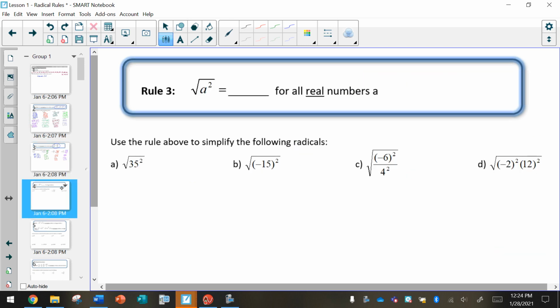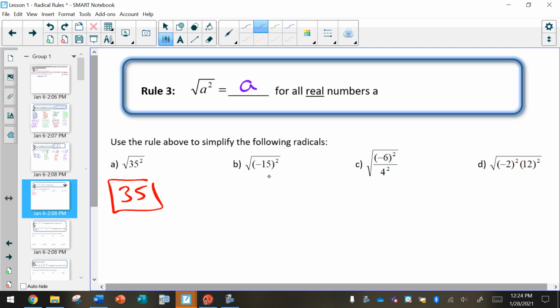Okay, so what happens if we put exponents underneath the square root? Well, if I take the square root of a squared, I'm going to get back to a. That works for all real numbers. The square root undoes the exponent of 2, so the square root of a squared is back to a. So if we did the square root of 35 squared, we get 35.